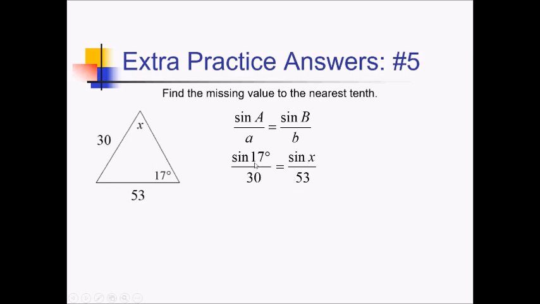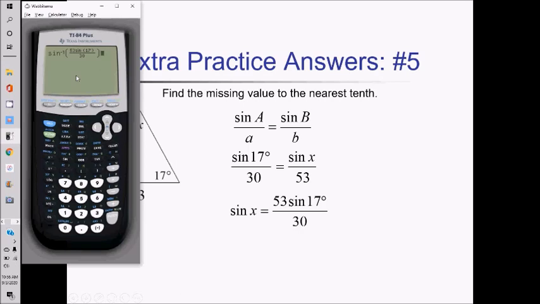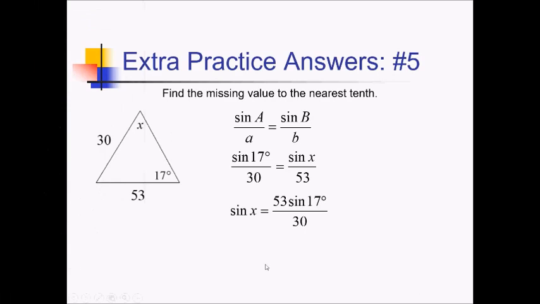So just multiply by 53. That's 53 sine of 17 over 30. Now to actually get x out of all this, I have to inverse sine all that stuff on the right. So let me use the calculator for this piece. So here we go. I did second sine to get sine inverse and alpha y equals to get my fancy fraction. Plugging all that in, we get 31.1. So that's at least one correct answer.